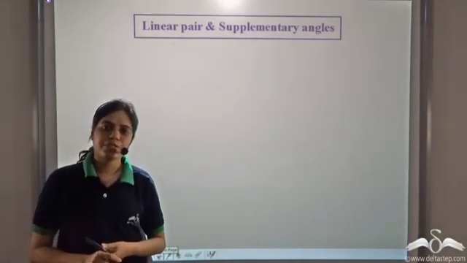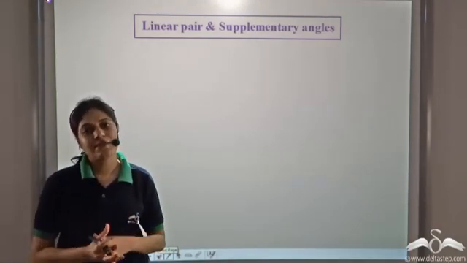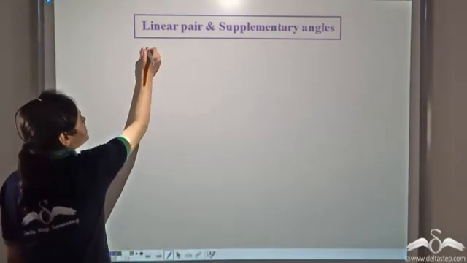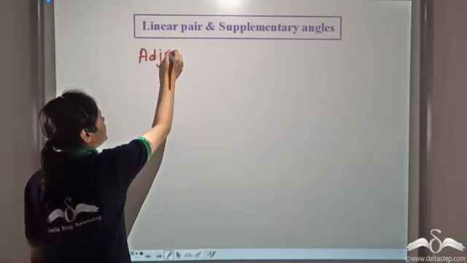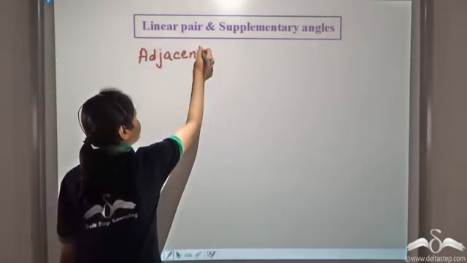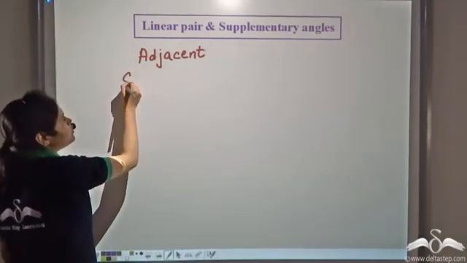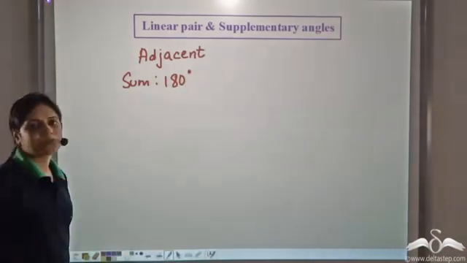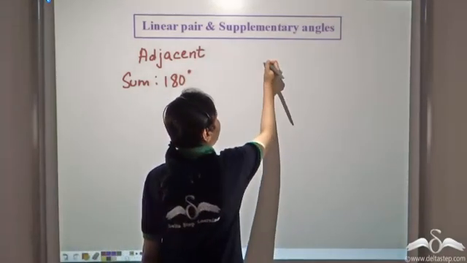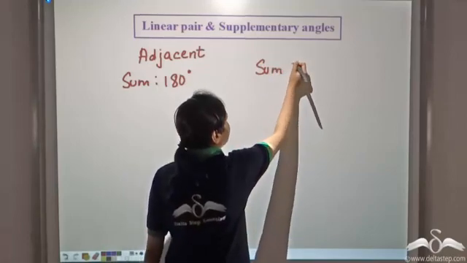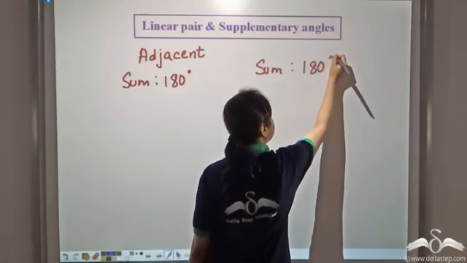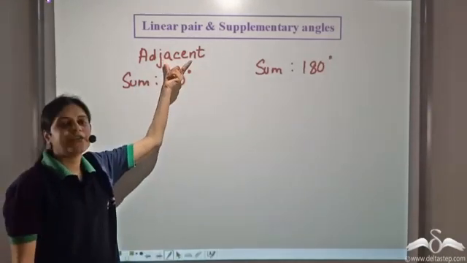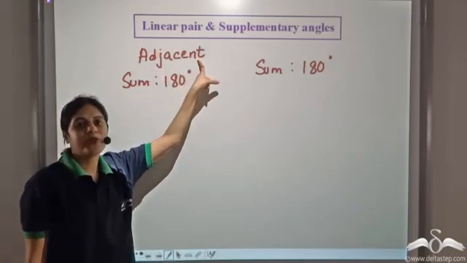Now, what is the difference between a linear pair and supplementary angles? Well, linear pair angles are angles which are adjacent and whose sum is 180 degrees. Supplementary angles are angles with sum 180 degrees. So we see in case of linear pair, there is an additional condition that they have to be adjacent.